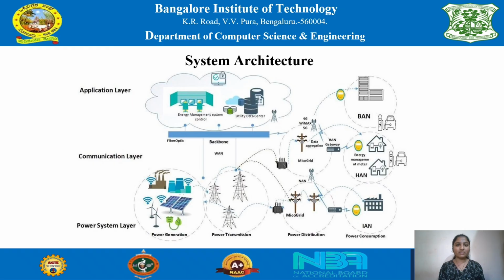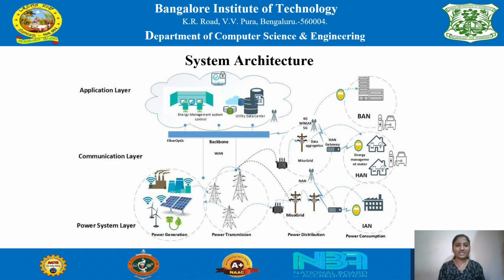Next, this diagram shows the smart grid architecture. It has three layers. Power system layer: electricity is generated, transmitted through high voltage lines, distributed through transformers and finally consumed by homes and industries.